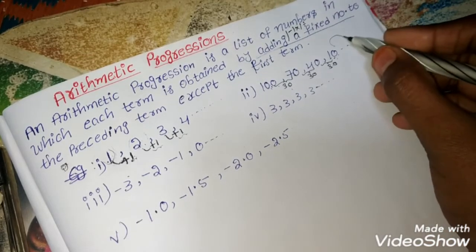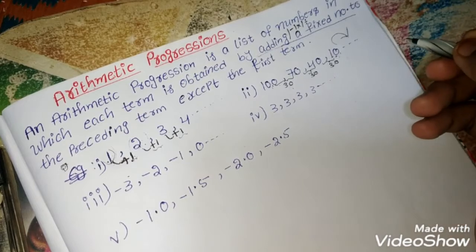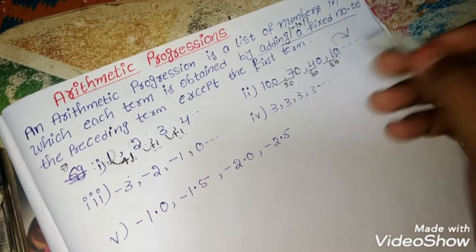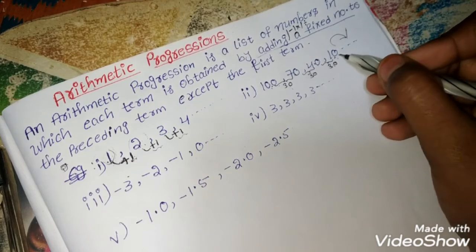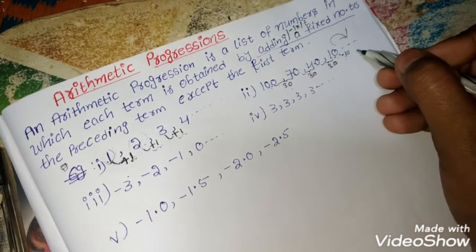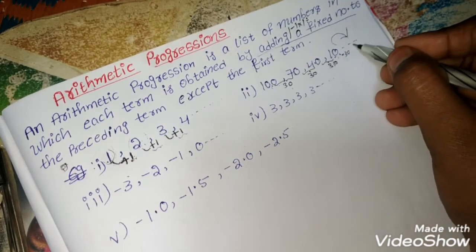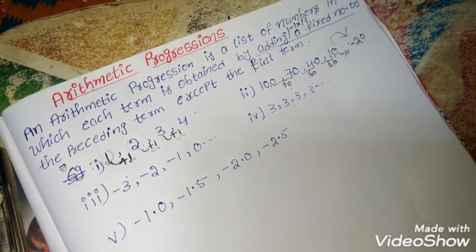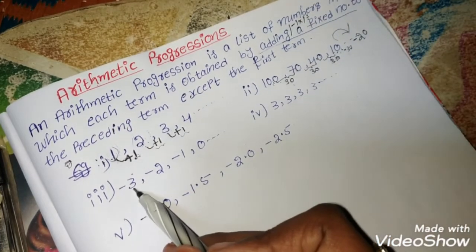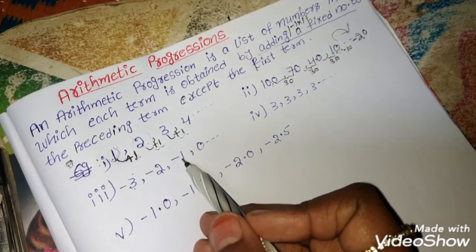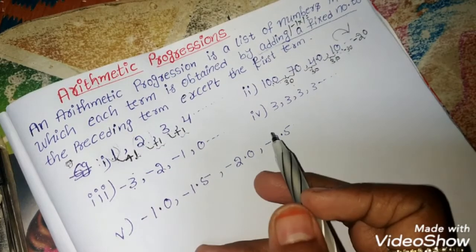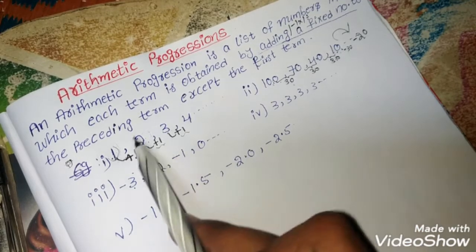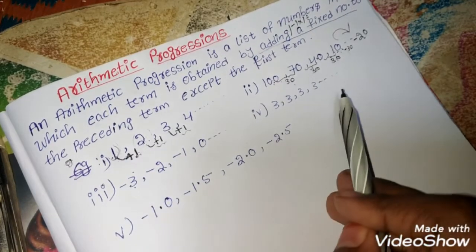And what is the next term we get? 40 minus 30 we get 10. And again 10 minus 30 we need. What do we get? Minus 20 we get. Are you getting it? Next. See here, minus 3, minus 2, minus 1 and 0. So is this an arithmetic progression or not? So the first question and the second question are arithmetic progressions.